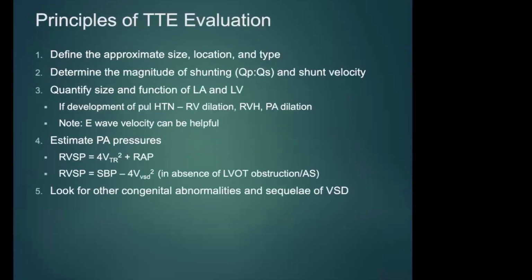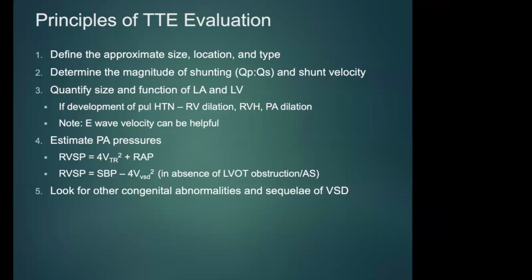I think we'll skip this part here and just go on to principles of TTE evaluation. Again, you're going to want to try to approximate what type of VSD it is and the size. The magnitude of shunting can be assessed by looking at surrogate measures, so chamber dilatation, but we can also do Qp:Qs similar to ASDs. And as opposed to ASDs where you get right-sided volume overload, these VSDs, which are more chronic as opposed to our acute VSDs which we see in MI, lead to essentially chronic left-sided volume overload.